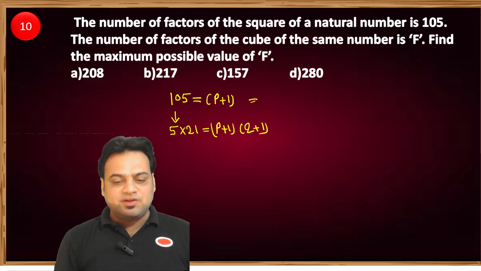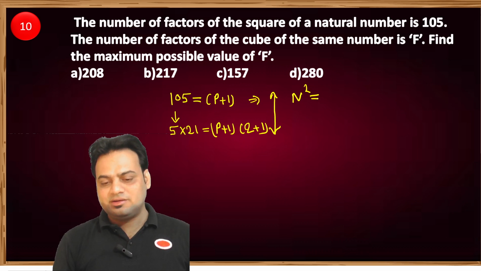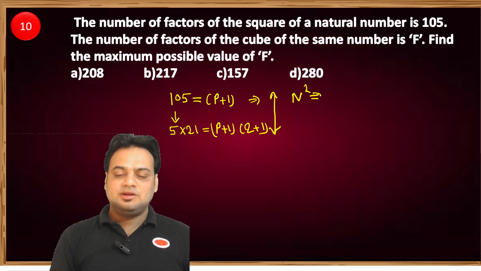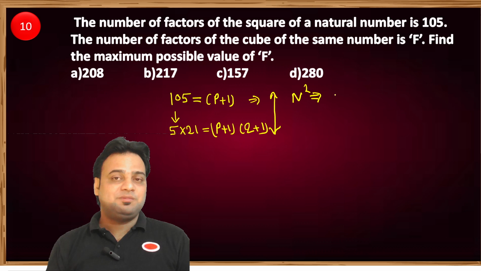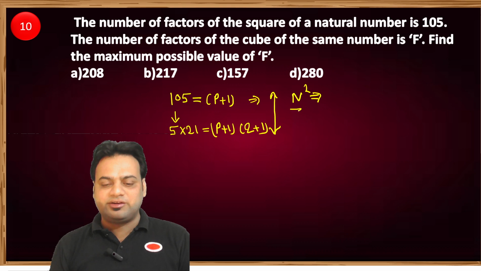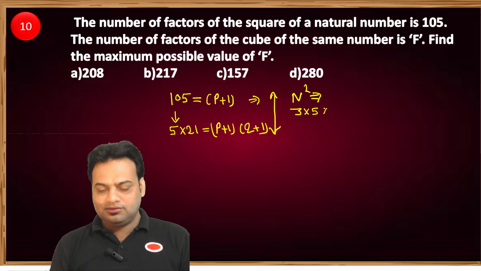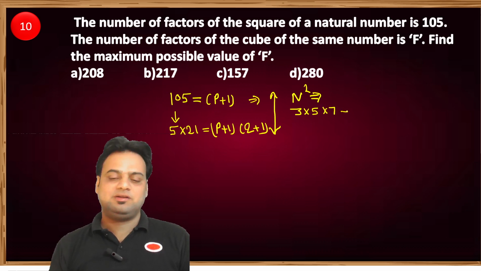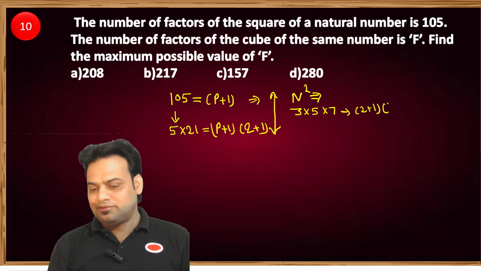If there are three factors, that means maximum possibilities are required. If n square has 105 factors, the maximum possibility is to write it as 3 into 5 into 7. That means it must be written as 2 plus 1, 4 plus 1, and 6 plus 1.